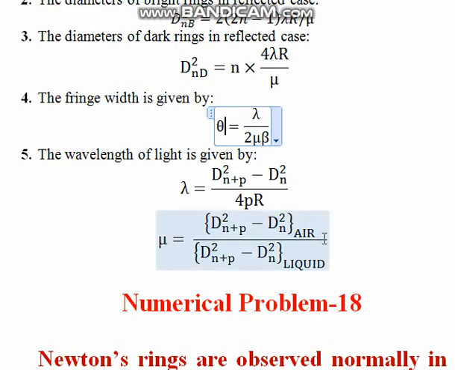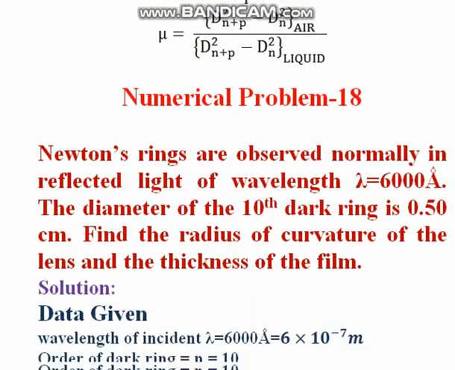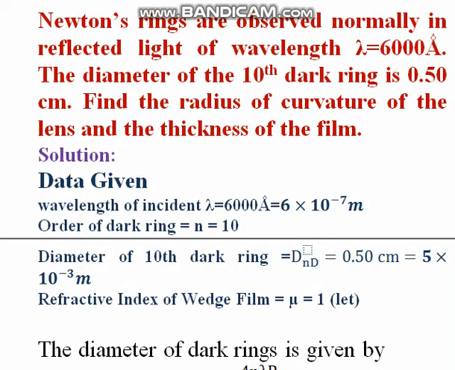The refractive index can be determined by this formula. These are the formulations used in different tutorial problems. Now let's see numerical problem 18. Newton's rings are observed normally in reflected light of the given wavelength. The diameter of the 10th dark ring is 0.50 centimeter. Find the radius of curvature of the lens and the thickness of the film.